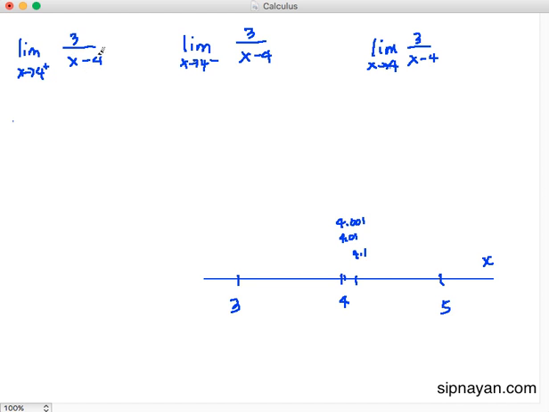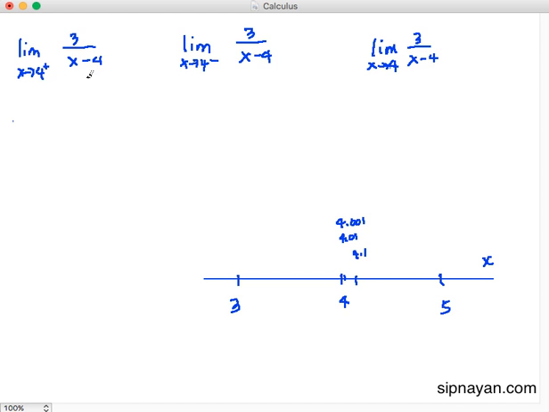So, ano nangyayari dito? Lumiliit yung value, no? Kasi 4.1 minus 4, for example, is 0.1. 4.01 minus 4 is 0.01. Tapos, 4.001 minus 4 is 0.001. So, lumiliit, pero positive siya kasi mas malaki yung x natin, di ba? Palapit lang siya palapit sa 4, and in fact, hindi siya magiging equal to 4, no? We can make x as close as possible to 4, pero hindi siya magiging equal to 4.